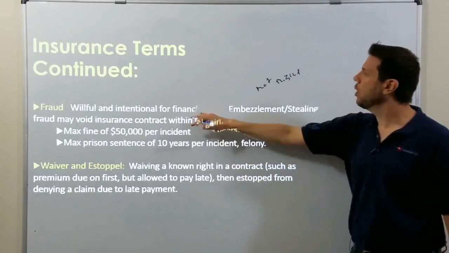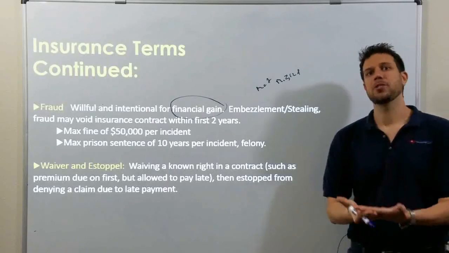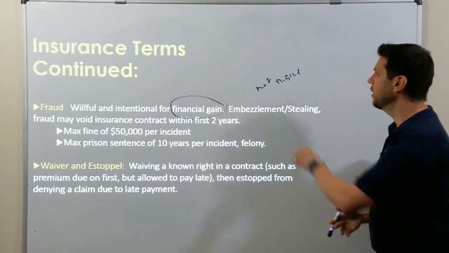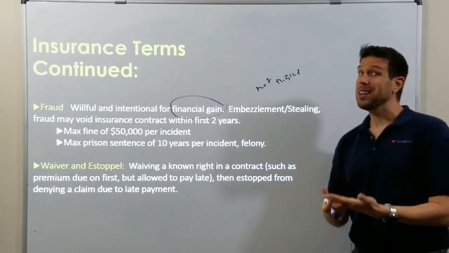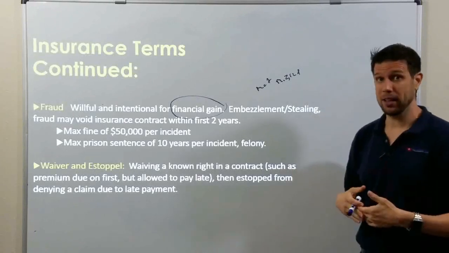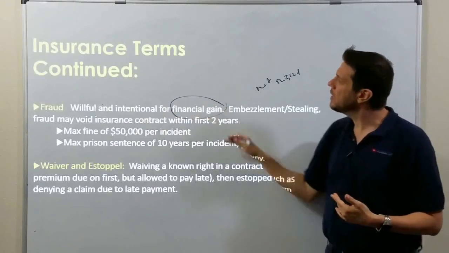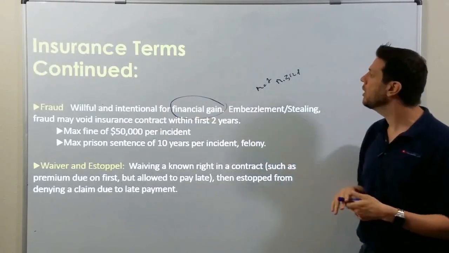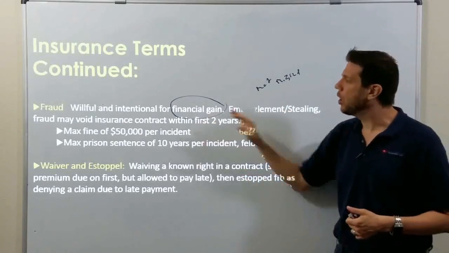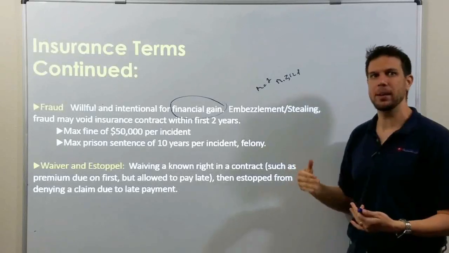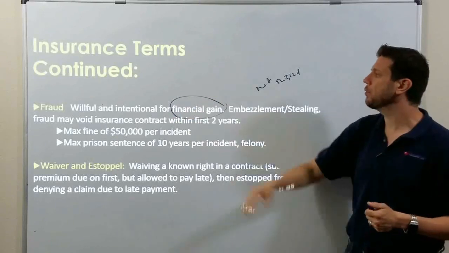But with fraud, you have to be going for financial gain. So like if you lie about your square footage on your house, that's a material misrepresentation. But if you lie about having a claim and then you get paid for that claim, that's fraud. Fraud is the willful and intentional act for financial gain. That's like embezzlement, which is stealing, or filing false claims, or lying about your claims, or padding claims. Pretty much any time you're lying to get money, that is going to be fraud.